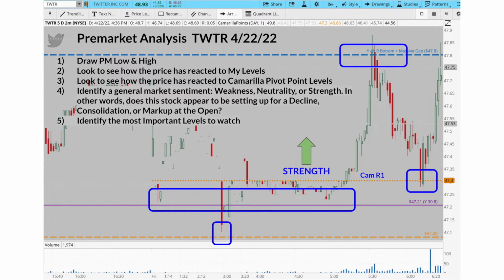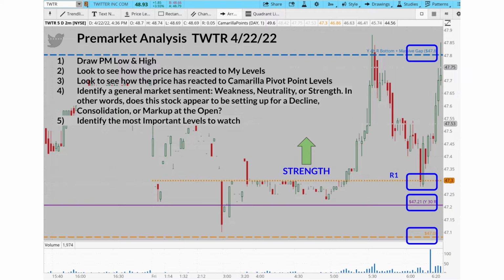All right. So number 5, identify the most important levels to watch. We've got 1, 2, 3, 4 levels here right now that we're indicating. This R1 might be important. This is less important, and this is even less important. The reason I say that is because we want to think about where the price is right now, and the price is closer up to this 47.80 level. So those levels are going to be more important for us.